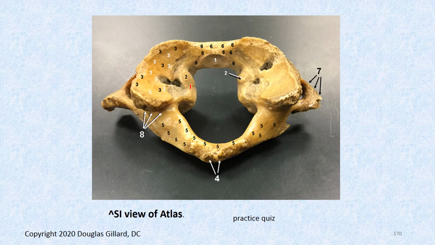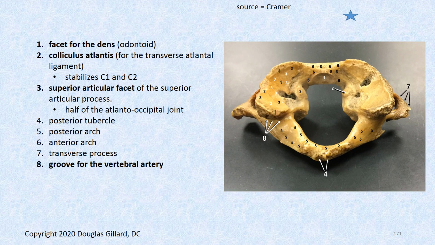Are we good? There's a practice thing. I think this is on your lab sheet here, so make sure. We went over all this, so I don't need to say anything. I can say this is lateral mass here, colliculus atlantis. Everything else is straightforward. That's the groove for the vertebral artery here. Yeah, this is pretty easy. Lab. There's the answers.